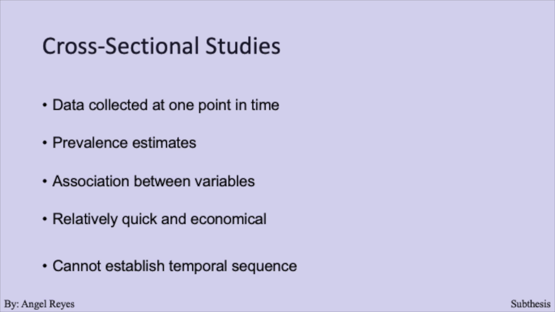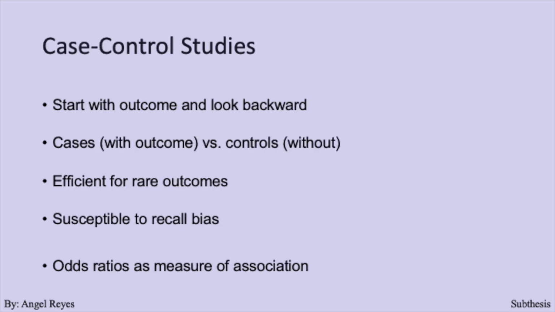exploration of research questions. Their primary limitation is the inability to establish temporal sequence, making causal inferences tentative at best. Despite this limitation, cross-sectional research provides essential descriptive data that informs healthcare planning, resource allocation, and hypothesis generation for further research. Case control studies begin with the outcome of interest and work backward to identify potential exposures or risk factors.